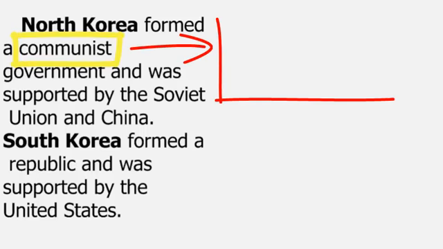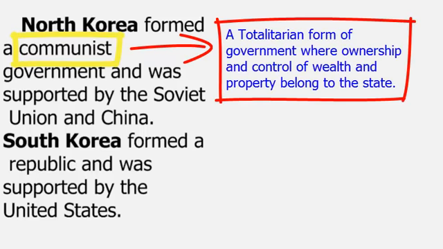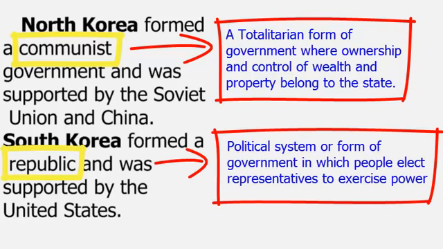One word we need to pay attention to is the word communist. Communist government is a totalitarian form of government where ownership and control of wealth and property belong to the state. In contrast, a republic is a political system or form of government in which people elect representatives to exercise power.